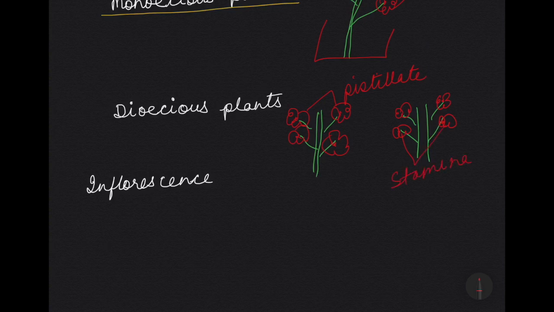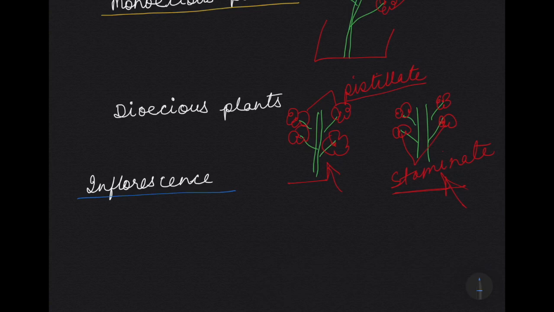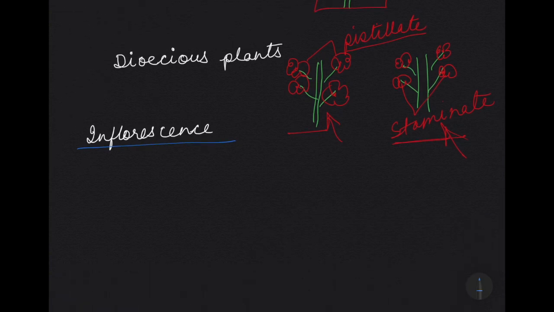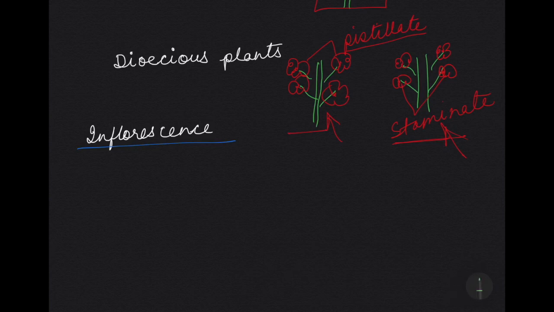So separate plants have only female flowers and only male flowers. Basically you can say this is a female plant and this is a male plant. Now moving on to inflorescence. Inflorescence is the mode of arrangement of flowers on the axis of a plant. There are different ways by which the flowers are arranged on the axis.